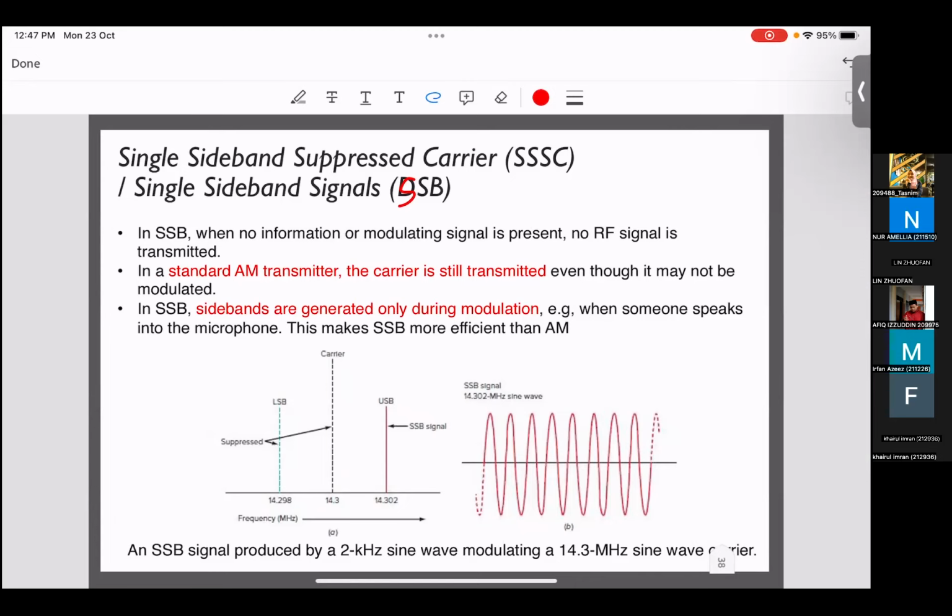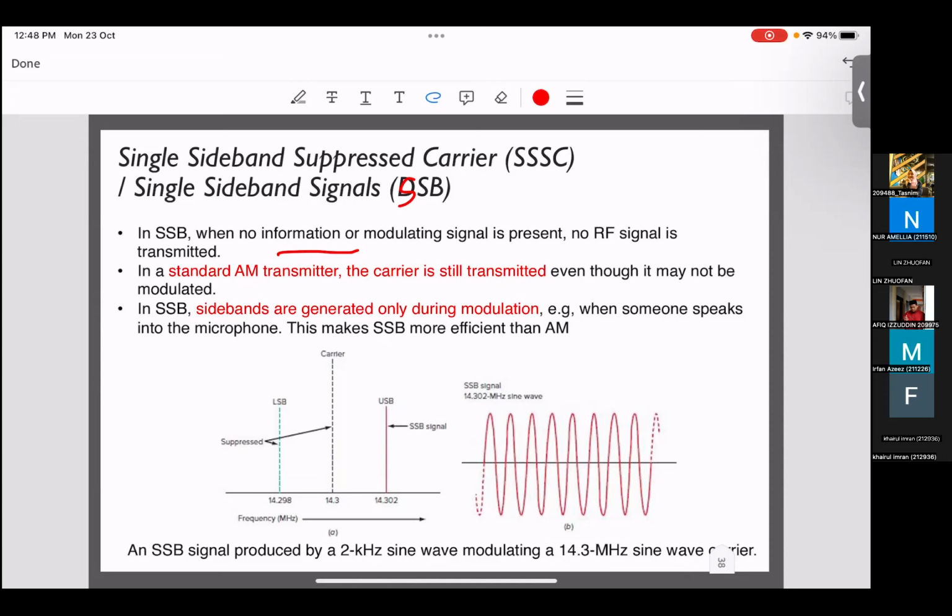So in SSB, when no information or modulating signal is present, no signal is transmitted. So if you are not speaking or you are not giving information, meaning to say you are not giving a modulating signal to the carrier, because there's no carrier in the first place, the transmission is 0. You are not transmitting anything. Therefore, you are saving energy.